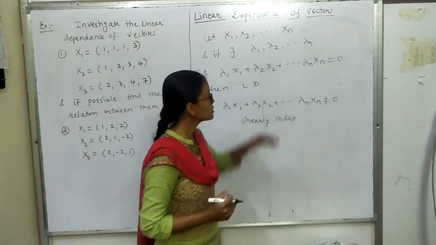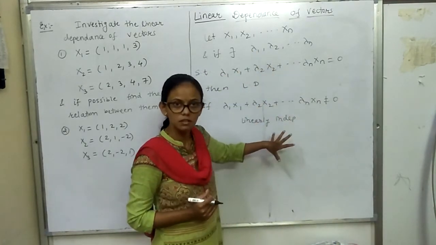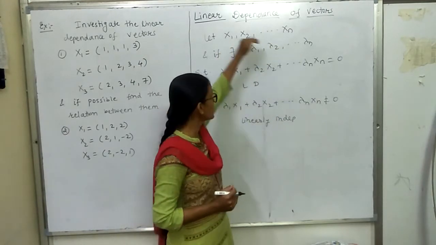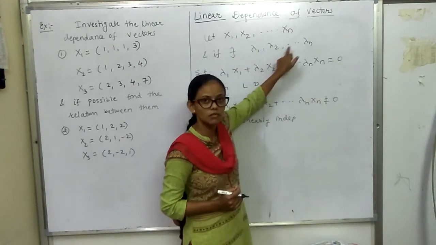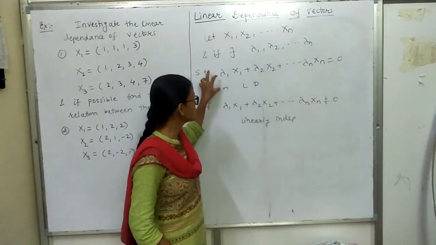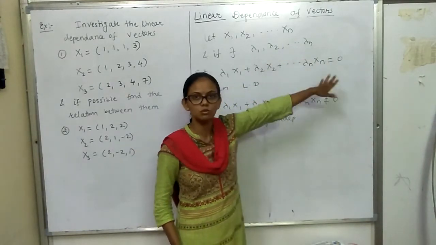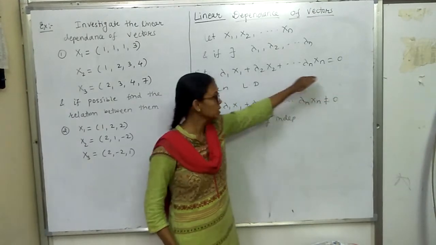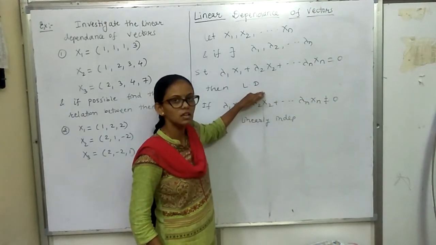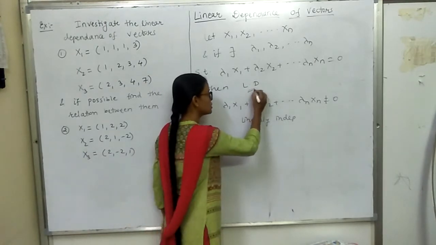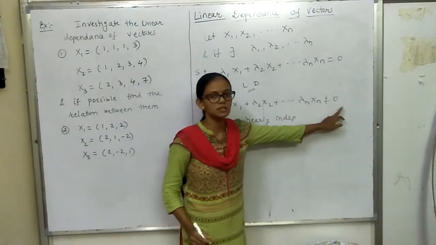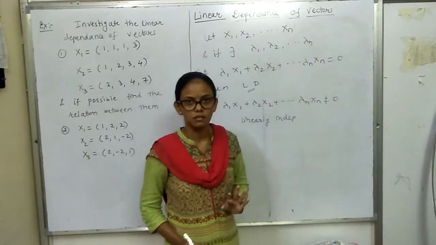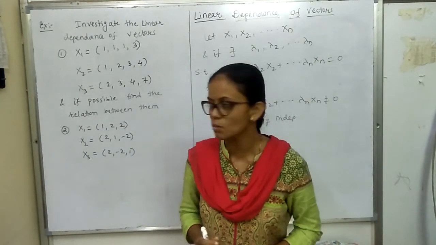Once again, I will repeat what is linear dependency and independence. If x1, x2, up to xn are n vectors, and if there exist scalars lambda 1, lambda 2, up to lambda n such that the linear combination is equal to 0, with all the components of the vectors being 0, then these vectors are called linearly dependent vectors. And if the combination is not equal to 0, then the vectors are said to be linearly independent. So I am demonstrating this with one example.